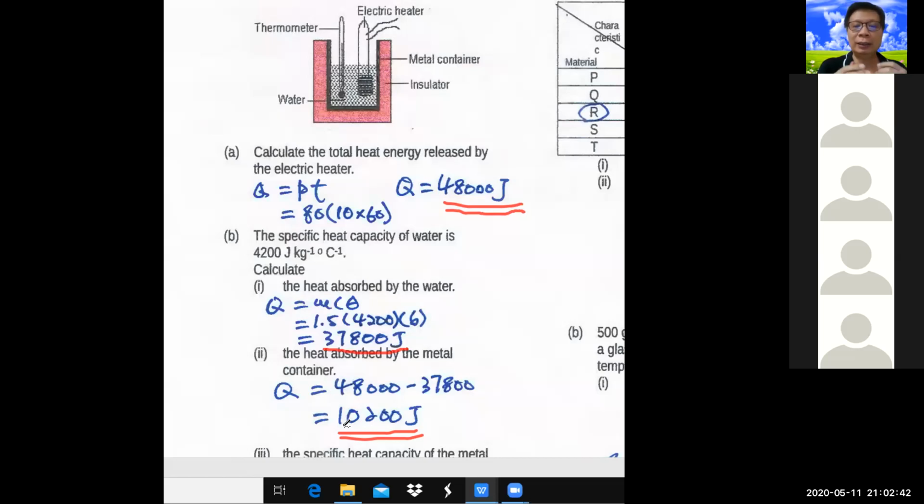Smaller means easy to heat up. So you need less energy to heat up, because it's easy to heat up. So lesser energy is needed to heat up 6 degrees. That's why it absorbs less. Whereas water's specific capacity is big, 4,200. So to increase 6 degrees, water needs more heat energy because specific capacity is big. Specific capacity big means difficult to heat up. Difficult to heat up means need to absorb more heat, more heat absorbed to increase the temperature.